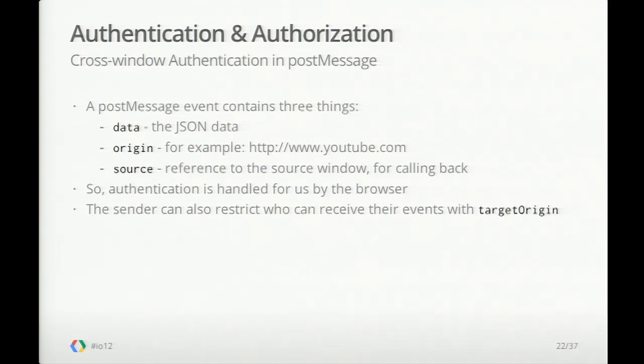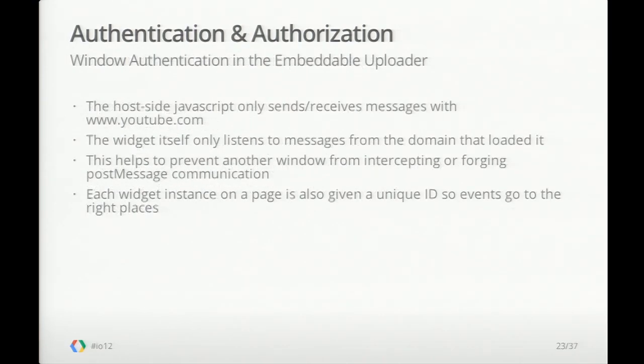Because this origin is provided for us, we don't need to authenticate the window. The browser tells us who it is. We just need to authorize that window. And as I mentioned before, there's a target origin parameter. When you send a post message, the sender can tell the browser, this message can only be received by the following domain. Specifically in the widget, the host side portion of the API will only exchange messages to or from YouTube.com. And the widget, the iframe side of that API, only listens to messages from the domain that actually loaded it.